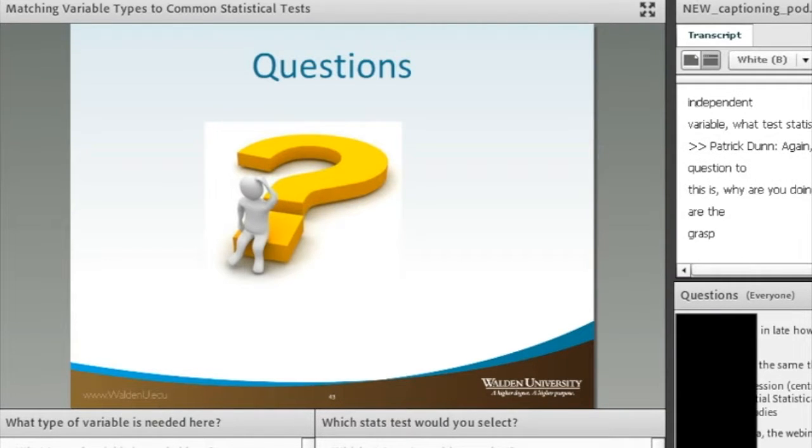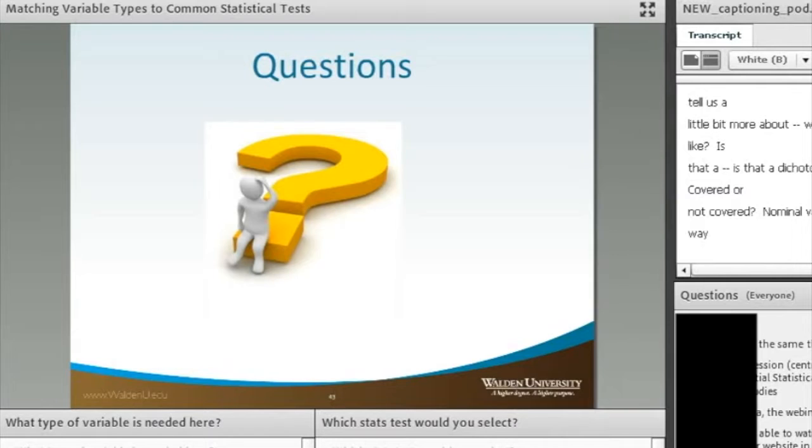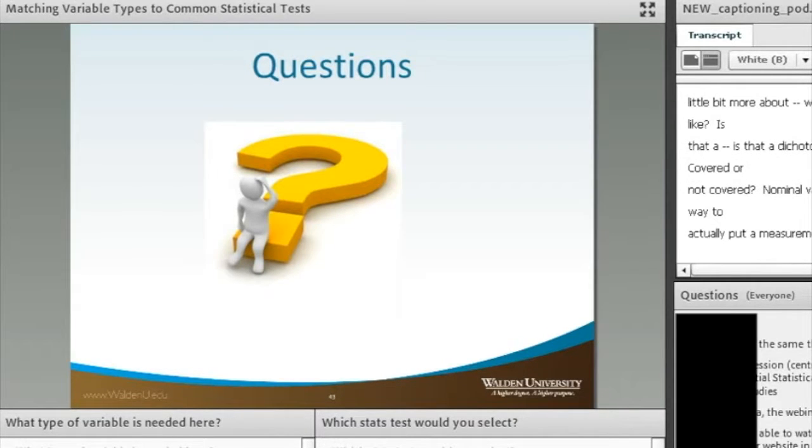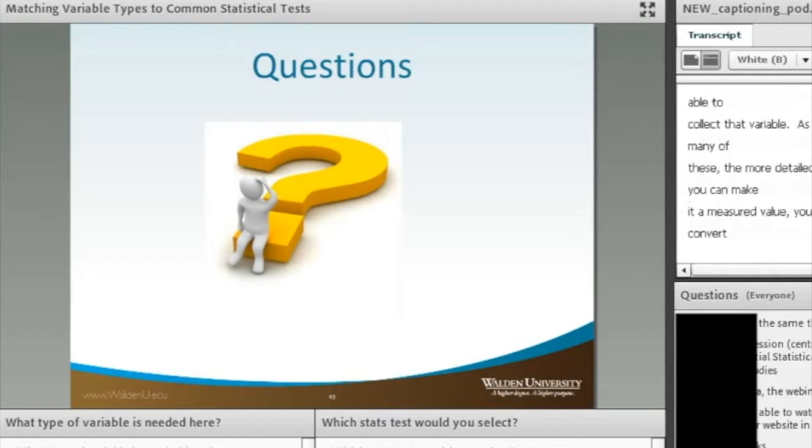And then, in the case of immunization coverage, maybe tell us a little bit more, Albina, about what that looks like. Is that a dichotomous variable? You're covered or not covered? Is it a nominal value? Is there a way to actually put a measurement value to it? I don't really know. I'm not an immunization expert by any stretch of the imagination, but a lot of how you are able to collect that variable, like I mentioned with many of these, the more detailed you can get in your data collection. So if you can actually make it a measured value, you can always convert it back to a categorical, if possible, and if it makes sense.